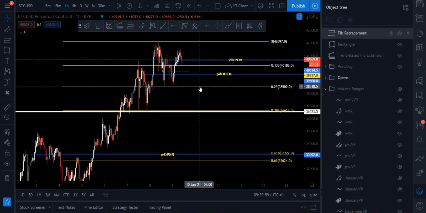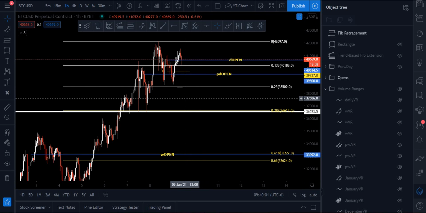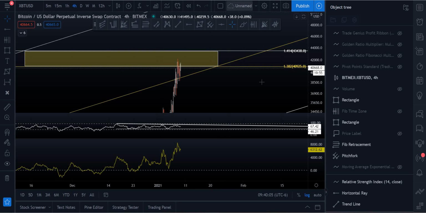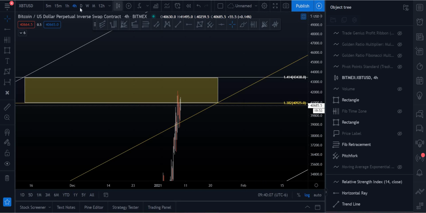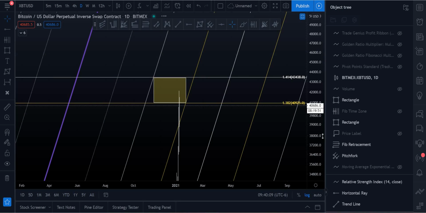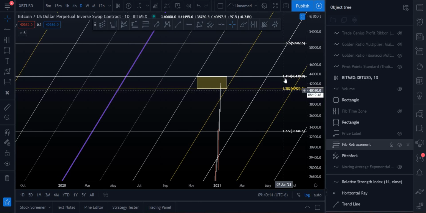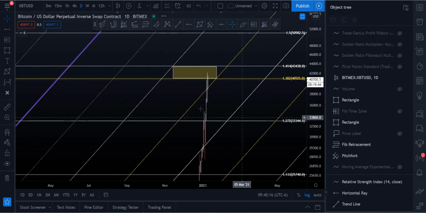We mentioned 42 would be resistance. Got a good sell-off there, but ultimately we are looking at this chart here. Sorry, I was tinkering with the RSI just a little bit. We had this box of goodness. It was your 1.382 to 1.414. We identified a while back.